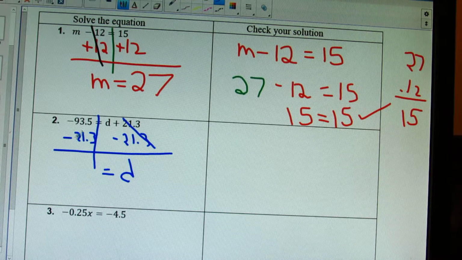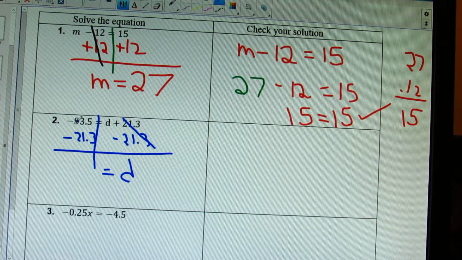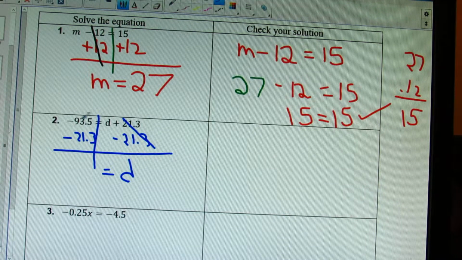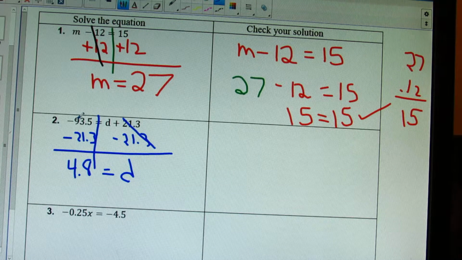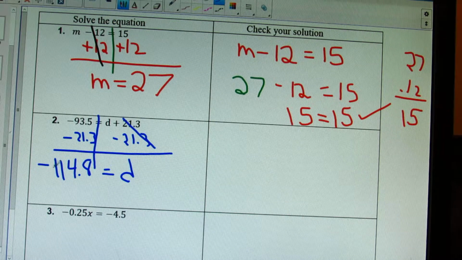Okay, since these guys are the same signs, I'm actually going to add them. So I know, yes, even though it's subtraction, I can have this question read negative 93 and 5/10 and a negative 21 and 3/10. So even though that is a minus sign, I can use it as combining two negative numbers. So 5 and 3 makes 8. Bring my decimal point down. 3 plus 1 and 9 plus 2. Negative 114 and 8/10 equals D.